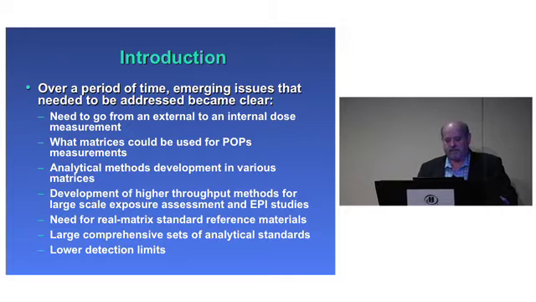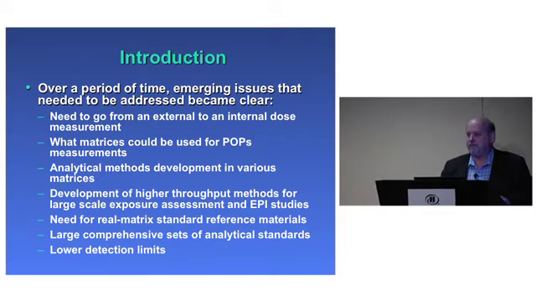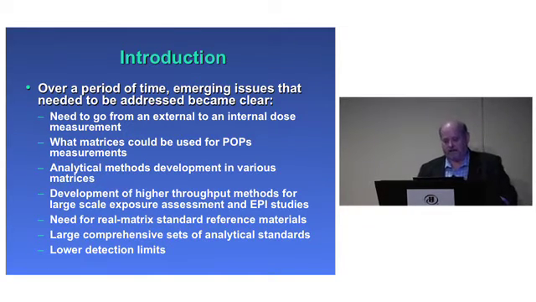The need for real matrix standard reference materials, which NIST has quite a few of now, and those are very important for accuracy and quality assessment. Large, comprehensive sets of analytical standards. Cambridge Isotopes, for example, a sponsor of this meeting, over the years has developed a whole set of analytical standards, both natives and C13s, that are vital to the accuracy of these methods, and lower detection limits. Over time, the levels have been dropping in humans, so it's become more and more important that we get more and more sensitive in being able to make measurements.